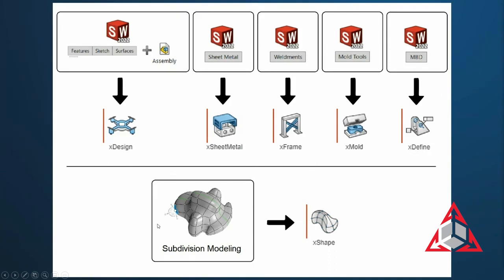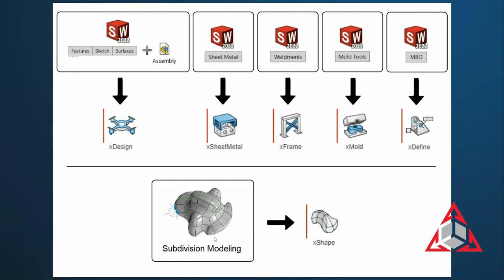The other option that we showed that you do get in those offerings is xShape. And this is subdivision modeling, so a very organic type of modeling. A lot of the surfaces that you can get off of this type of modeling, you simply can't do in a traditional CAD tool such as SolidWorks.